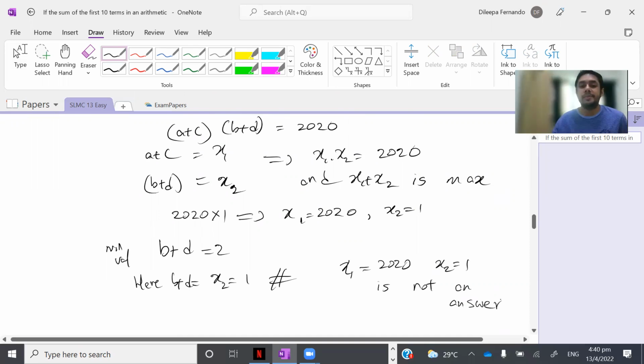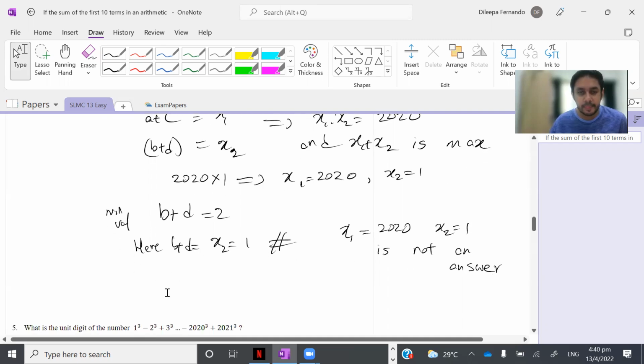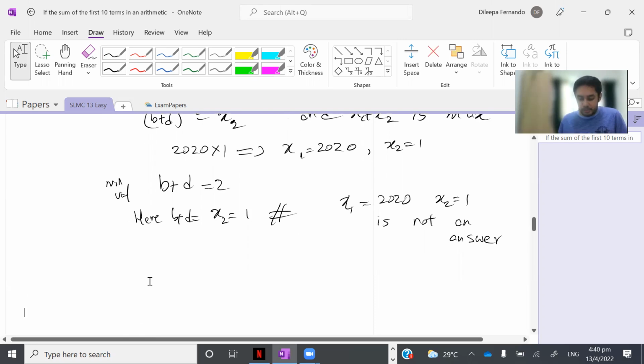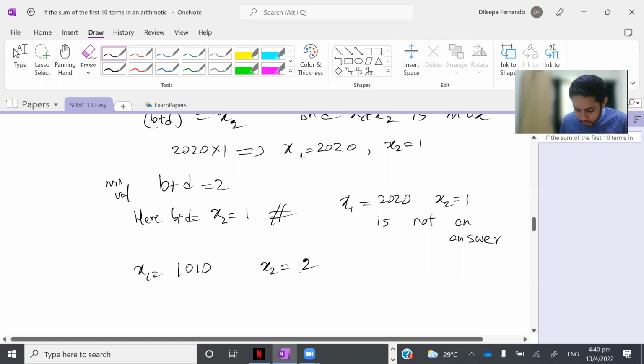Right. Now let's try the next set of factors. The next set of factors is 10 and 2. Now here also we need to do the validation. x1 is a possible value, 10, and x2 is also a possible value, because we can choose b equals 1 and d equals 1.